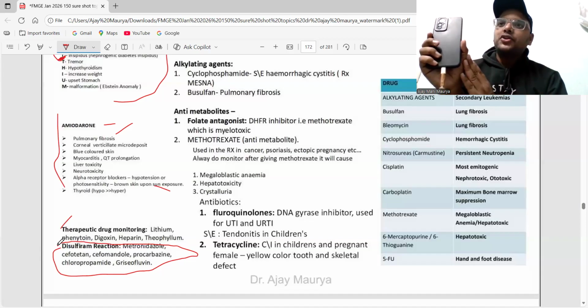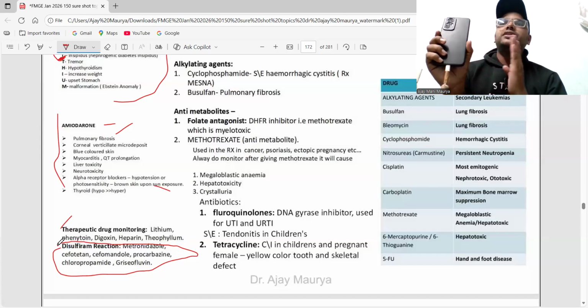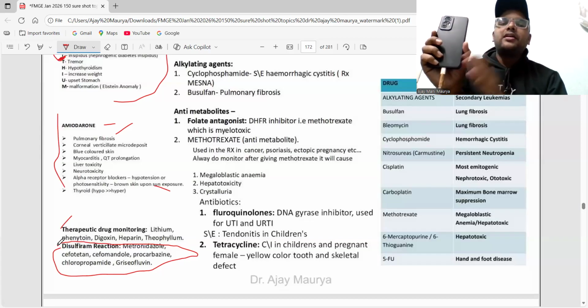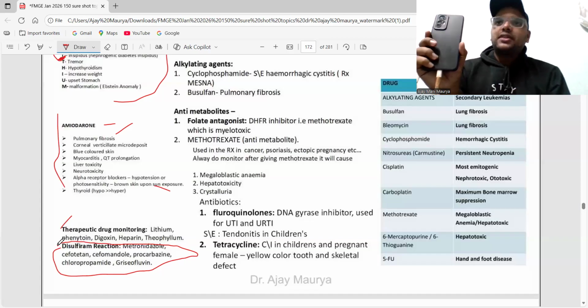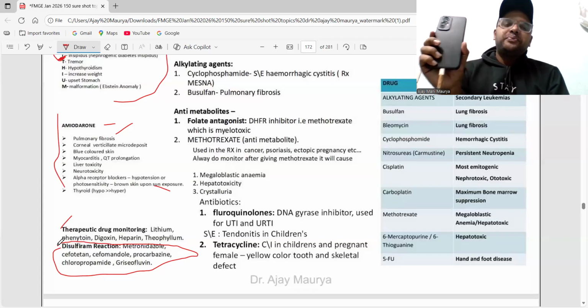First of all, what are you going to do? First of all, you have to admit the patient, and you have to start with injection thiamine plus injection lorazepam. For the first 2 to 3 days, you have to do this. First of all, you have to detoxify everything. Then after that, you have to take consent from the patient that we are going to start disulfiram.